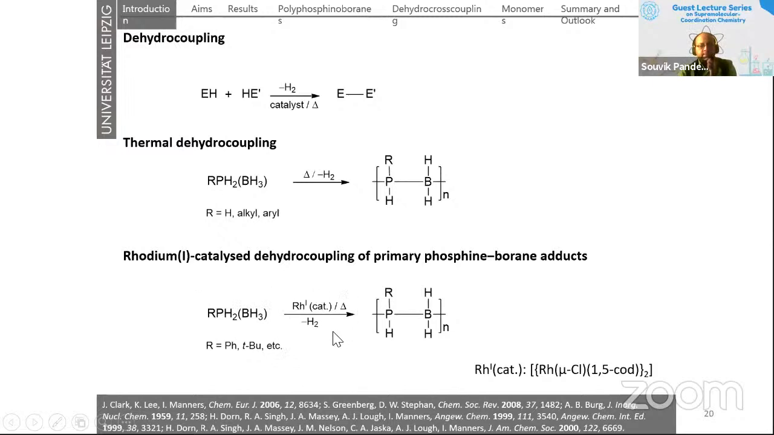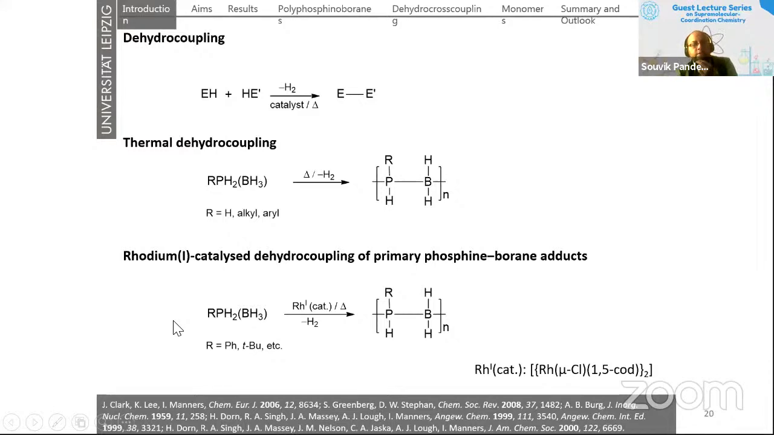started this reaction using a rhodium catalyst. And they found that here the heat was needed almost 250, 300 degrees centigrade, but here the heat is needed only 60 or 90 degrees, not much. So they could reduce the temperature by almost 150 to 200 degrees. So it was very useful research by Professor Manners.